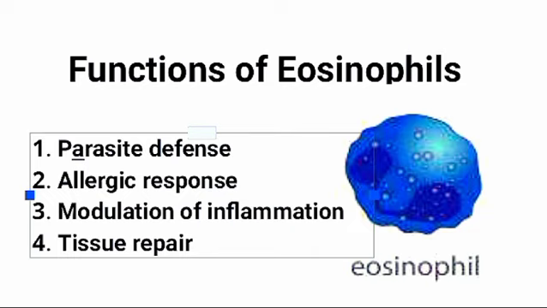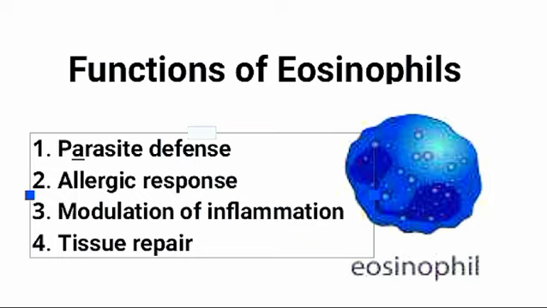Eosinophils are also a type of white blood cell, a part of the innate immune system, and play a crucial role in defending the body against pathogens and foreign substances. There are also many functions of eosinophils, but a few of them are given below. The first function is parasite defense. Eosinophils combat parasite infections by releasing toxic granules that damage the parasites' outer membranes.